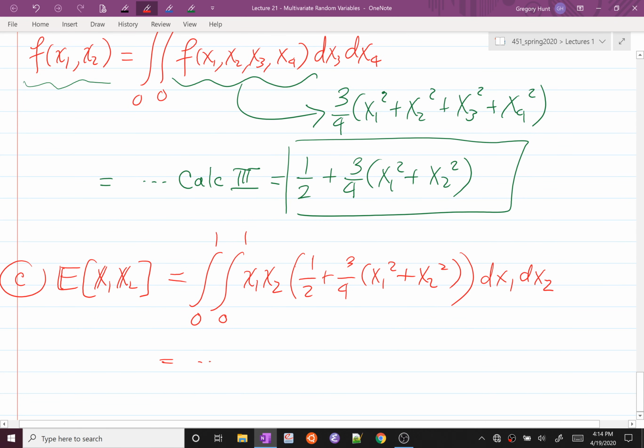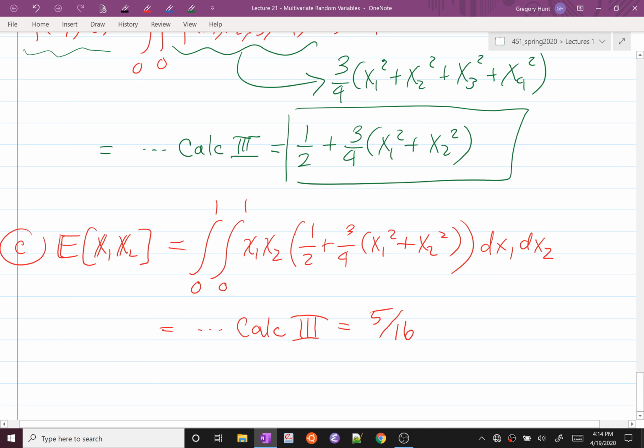I'm giving you a lot of Calc 3 homework today, but Calc 3 gives you 5/16 as your answer. That's the expected value of x1 x2. Cool.